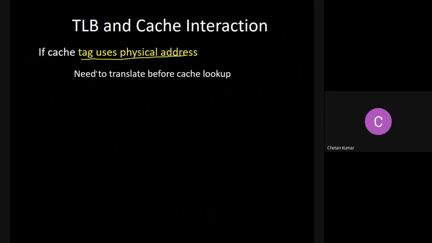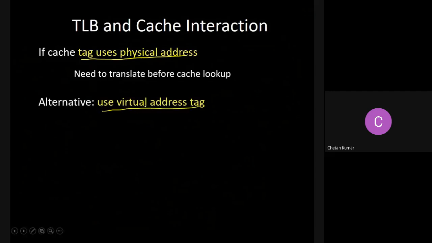So that is another scenario. If the other interaction is that you need to translate before cache lookup, the other alternative is to use the virtual address itself to access the cache. The advantage I told you about is that you don't have to access the TLB. You can directly access the cache and identify whether it is a hit or a miss. If it is a hit, you do the normal process. If it is a miss, it's very similar to the other cases. But can you tell me what will be the disadvantage?